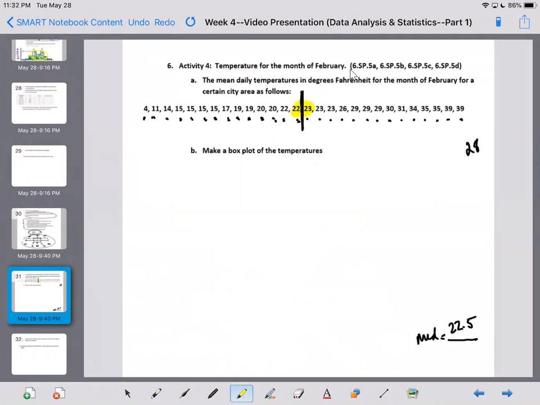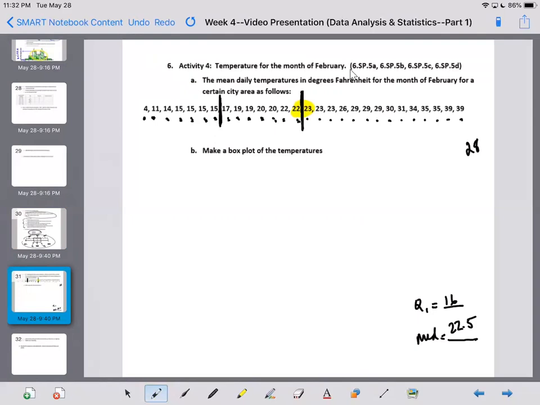Now, we have an even number, so I've got 14 to the left of 22 and a half, and I've got 14 to the right. So I'm going to need to count. So the 1, 2, 3, 4, 5, 6, 7. Right here is what we would call our Q1, and it is between 15 and 17, so it's 16.